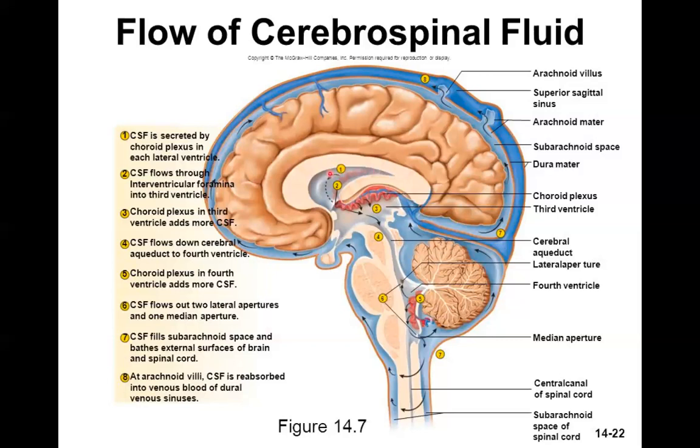And then that cerebrospinal fluid flows through the interventricular foramen into the third ventricle in the diencephalon. And there's also choroid plexus in the third ventricle, adding more cerebrospinal fluid. Then it flows down the cerebral aqueduct, down into the fourth ventricle, this sort of triangular shape here, that's the fourth ventricle, which also has a choroid plexus. That adds in more cerebrospinal fluid.